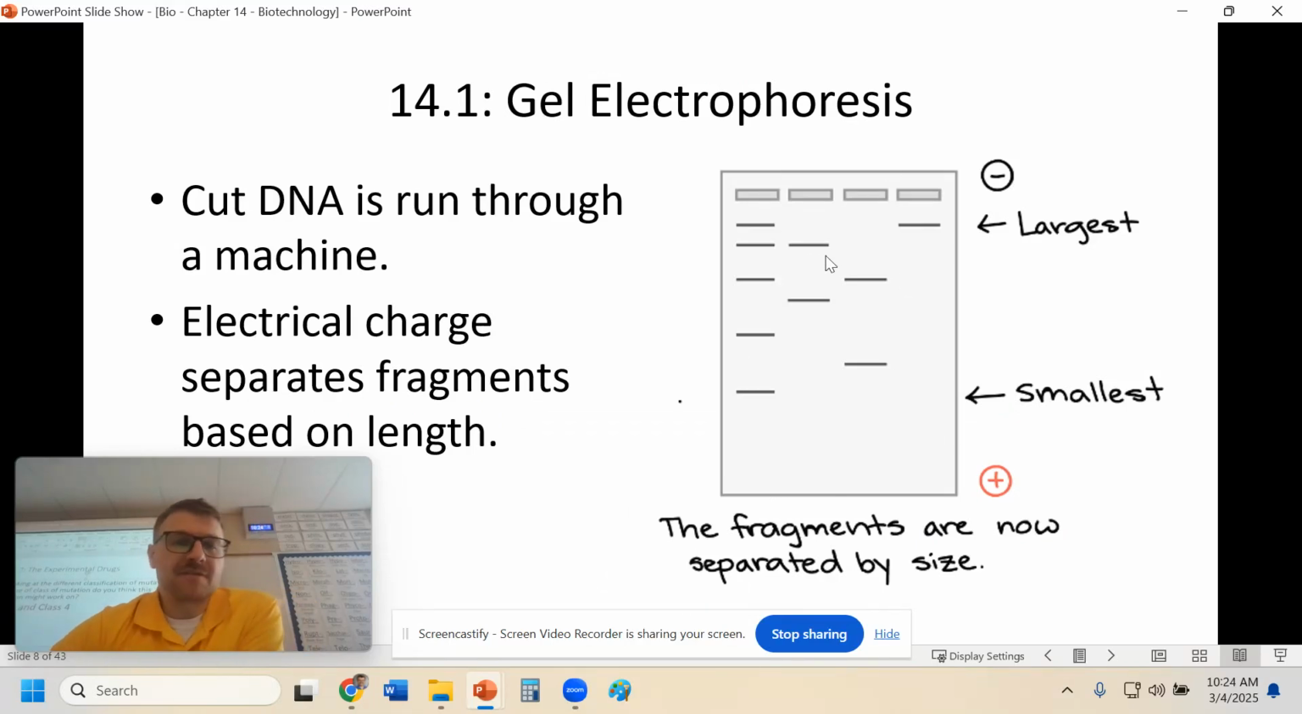So what happens after the electrical current is placed through the gel electrophoresis is, again, it's going to separate that DNA based on length. What happens is the largest bands don't travel very far, while the shortest bands travel the furthest. So you can see here, the smallest bands are going to be the bands that, again, travel the furthest, while the largest ones don't travel very far.